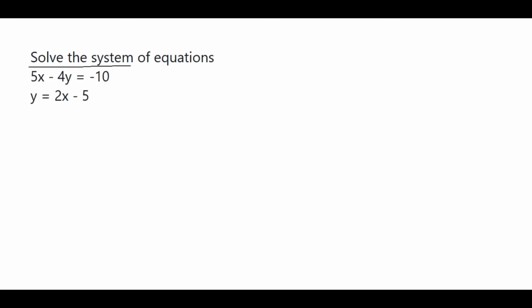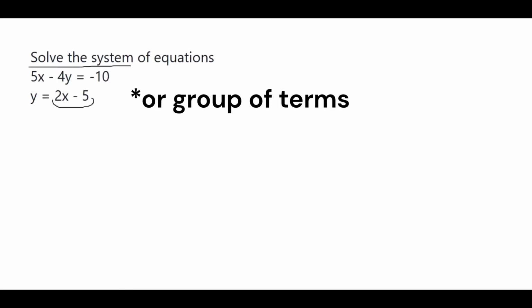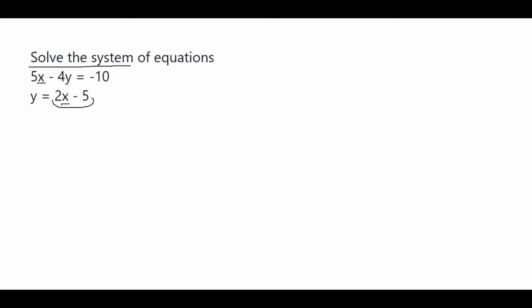So firstly, for the substitution method, you need to find the value of one of the variables. And by value, it's not necessarily just a constant or just a number. It can be a term like this, where it has another variable, but because it's the same variable as this other variable here, then you can combine those and simplify the equation.